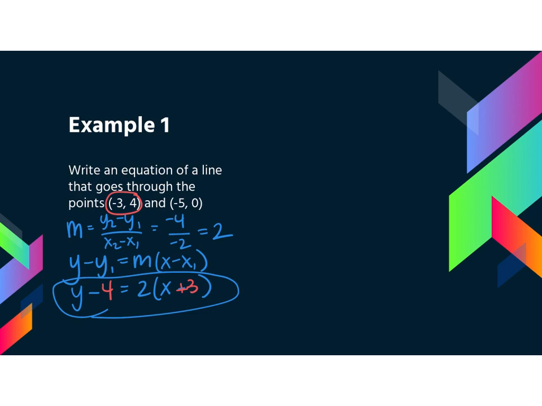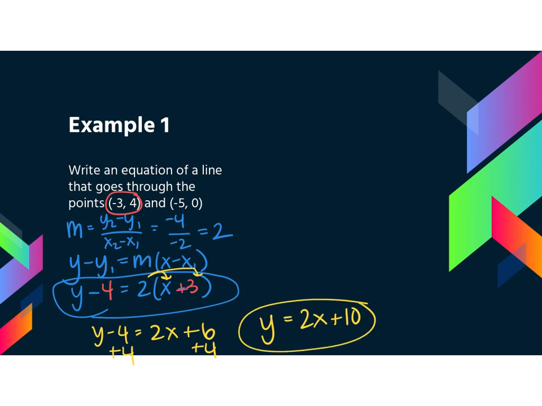If it said it needed to be in slope-intercept form, what we would do is we distribute. So we'd have y minus 4 equals 2x plus 6, and now we need to solve for y. So we'd add 4 to both sides, and we'd get y equals 2x plus 10.